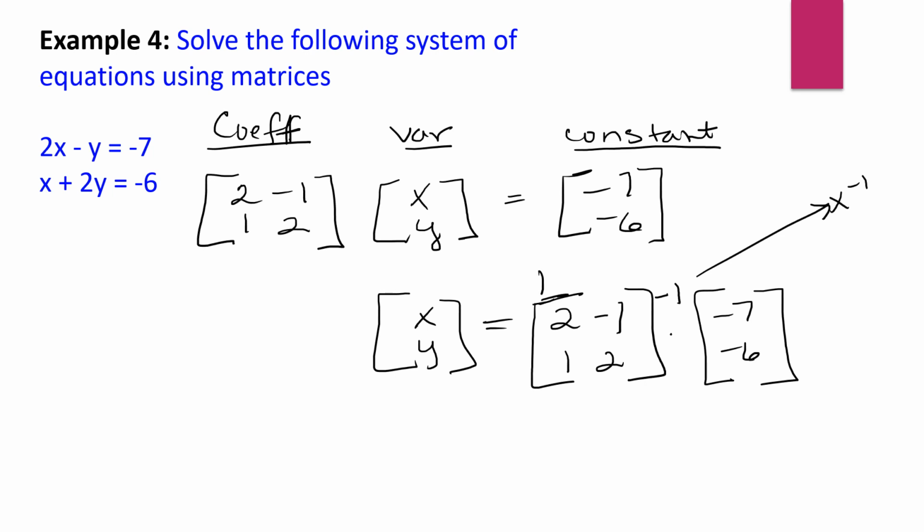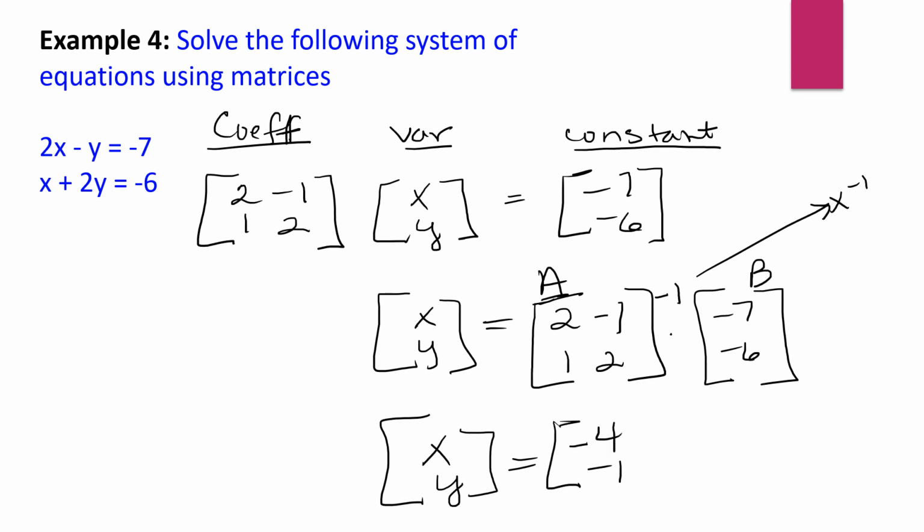Enter each of these into your calculator, matrices A and B. Make sure you have the correct dimensions. A is a 2 by 2 and B is a 2 by 1. And when you multiply these, okay, so again, those solutions should be -4 and -1, or as an ordered pair, -4, -1.